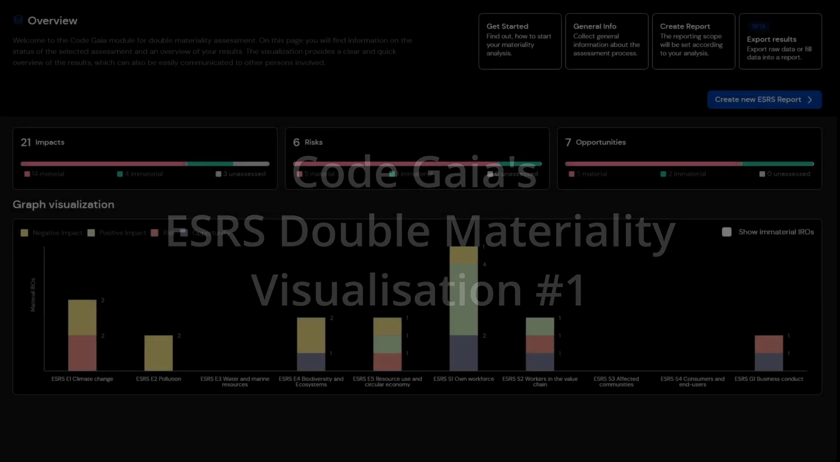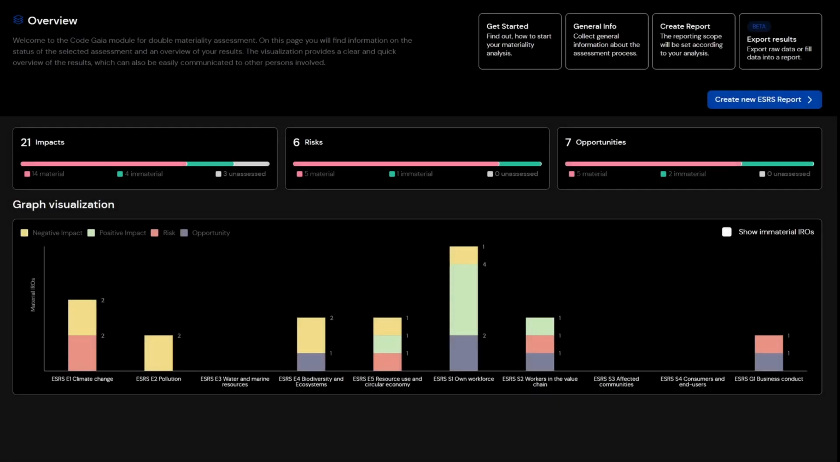Here is the overview of the double materiality visualization that we have in the software. A first note is that this specific data you see here is dummy data. This is not a real company's assessment results, and I have explicitly massaged this data in order to show the various kinds of permutations and results. We will look potentially at a real example at the end of this video.